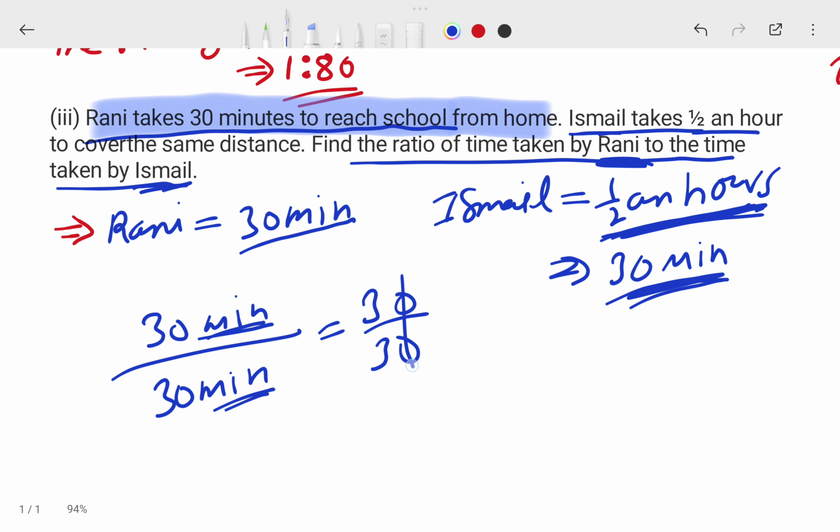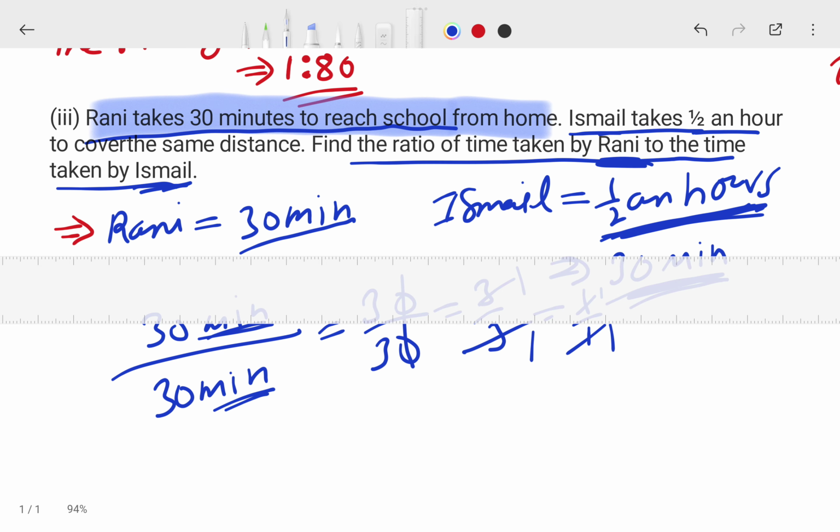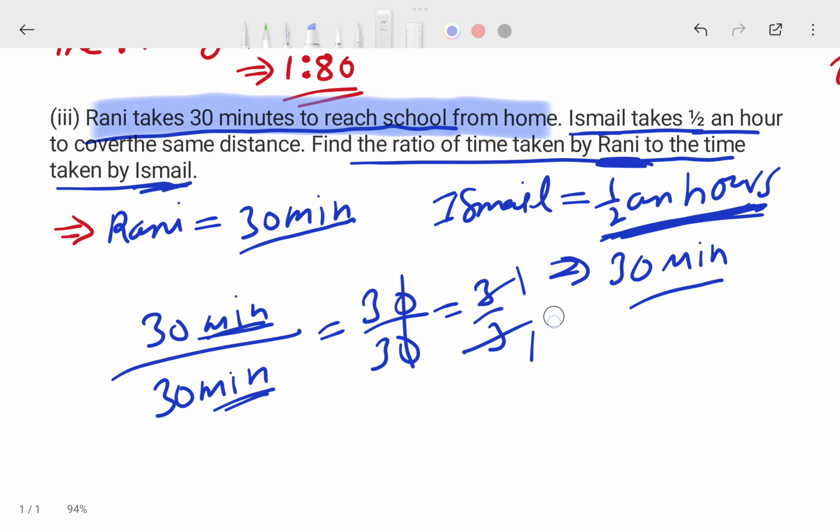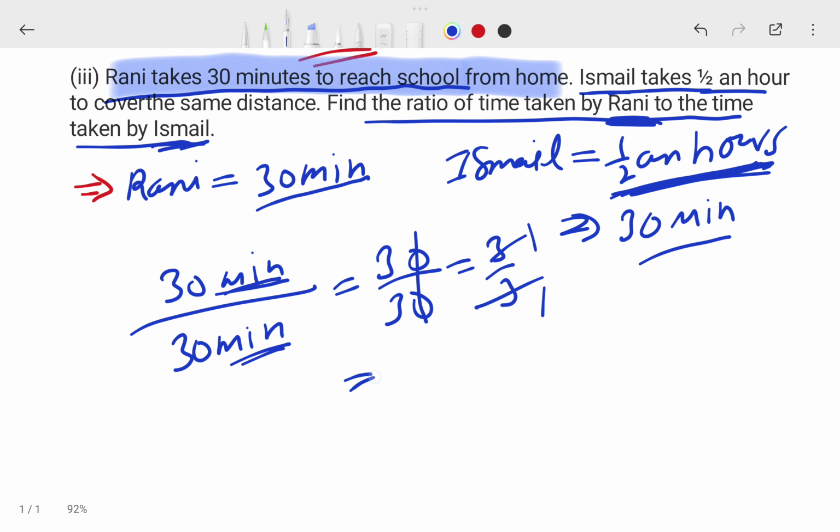So if you cancel, the 0 and 0 get cancelled, so what will happen? 3 and 3. So 3 ones are 3, 3 ones are 3. So what is the answer? Answer is 1 by 1. So you are telling, sir, 1 1 is 1? It is not going to be like that. So 3 ones are 3, 3 ones are 3, it's cancelled, so 1 and 1 will be left. So what will be the ratio? We are getting 1 by 1. So that's going to be the ratio, 1:1. That's not going to be a 0 or something. So this is our answer.